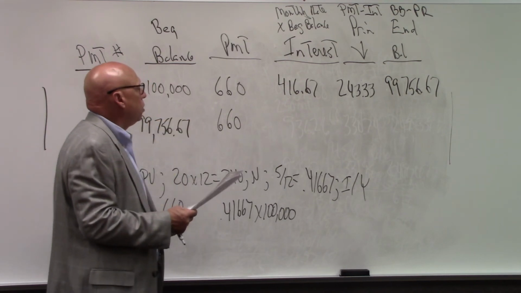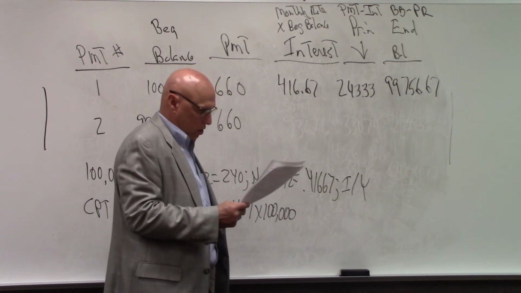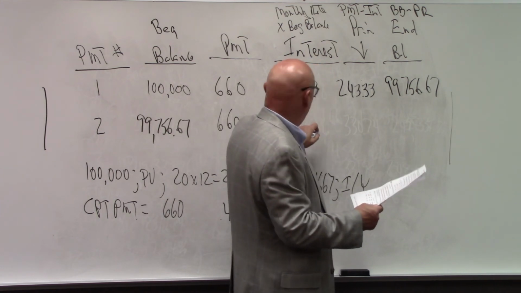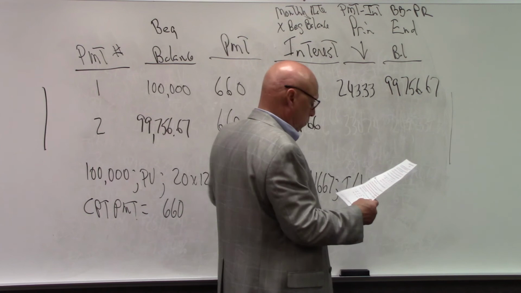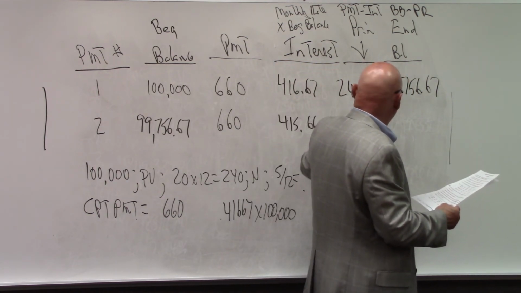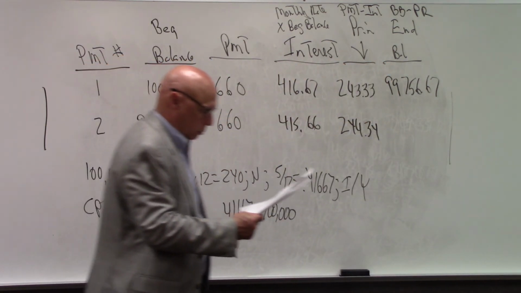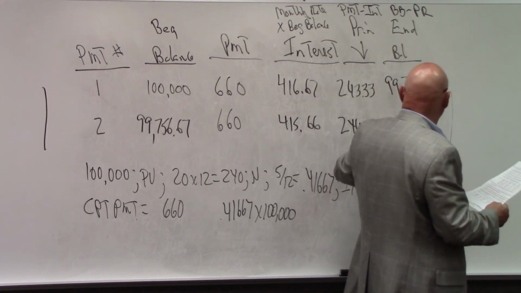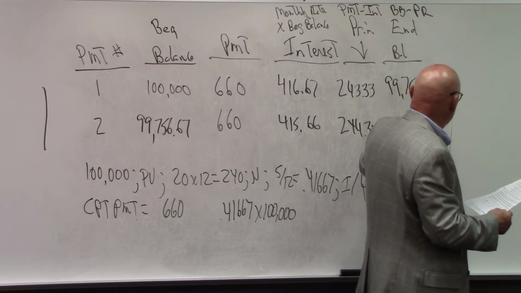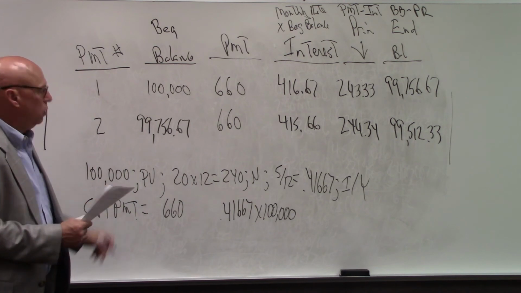99,756.67 times 0.0041667, and we get 415.66. Subtract that from 660, and we get 244.34. Subtract 244.34 from 99,756.67. And we get 99,512.33. 2 months worth. All right.